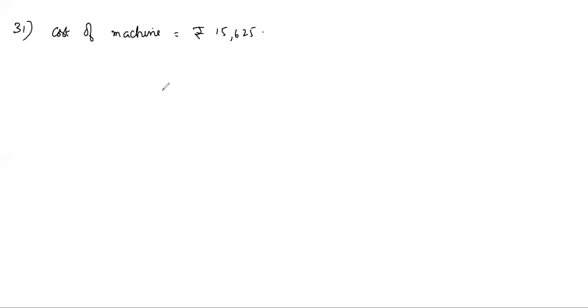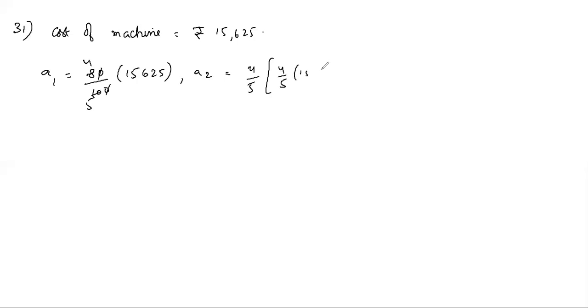So 20% depreciate means actual cost is 80% of the original cost every year. So first, A1 is 80% of the 15,625. Every year, this is A2. A2 also same again. This is 4 by 5 into 15,625. Again 80% means 4 by 5 into A1. A1 is 4 by 5 into 15,625.